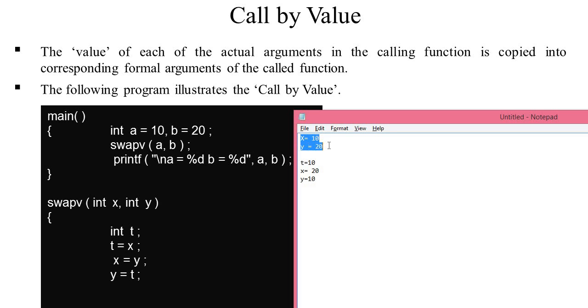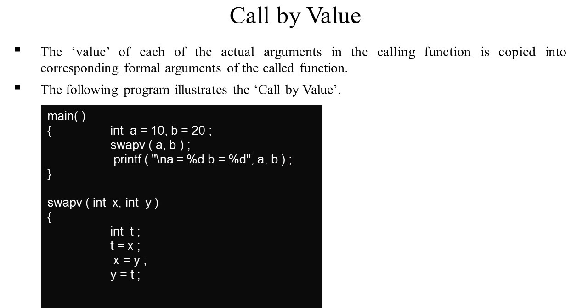At the initial, when the function call is made, what is the value of x? 10, y is equal to 20. But after the function's execution, what is the value of x? 20, y is equal to 10. Okay, so I think you have a clear-cut idea of how the values are swapped within this particular function only. Now let's see, can we swap the values of a and b?